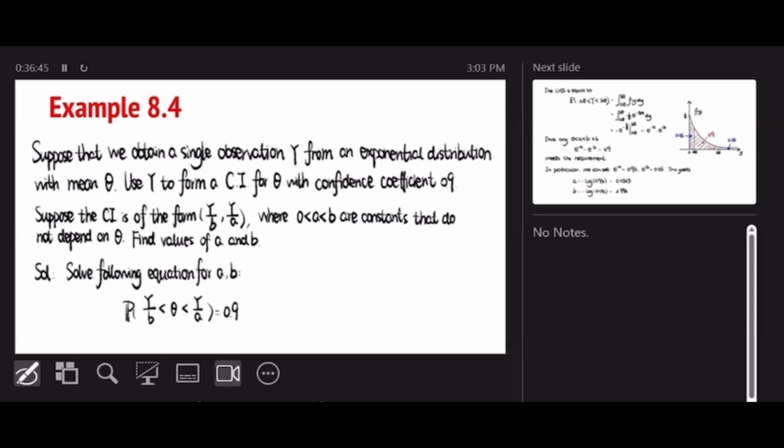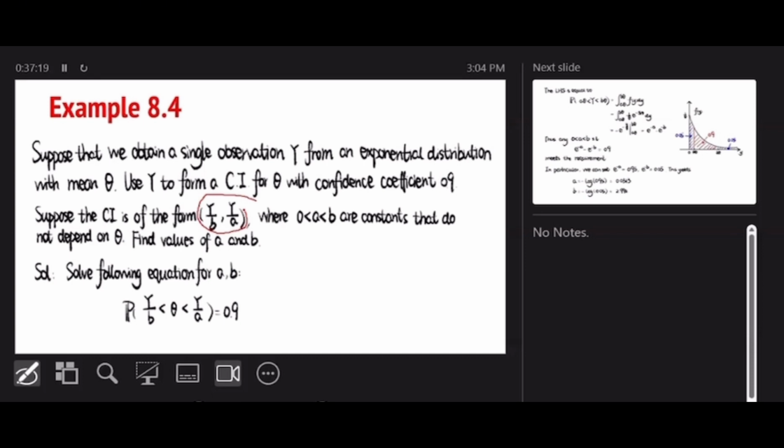Now suppose the confidence interval is of the form y over b, comma, y over a, where 0 is less than a, less than b. Of course, b is more or less like the upper and a is the lower. They are constants, and those constants a and b do not depend on theta. Can we find the values of a and b?